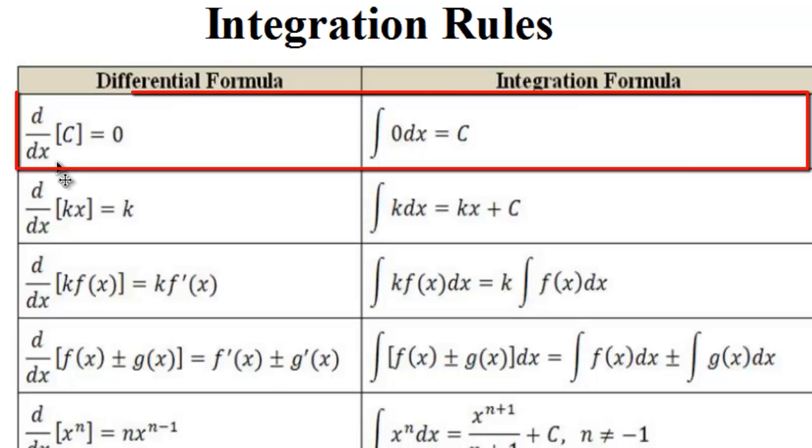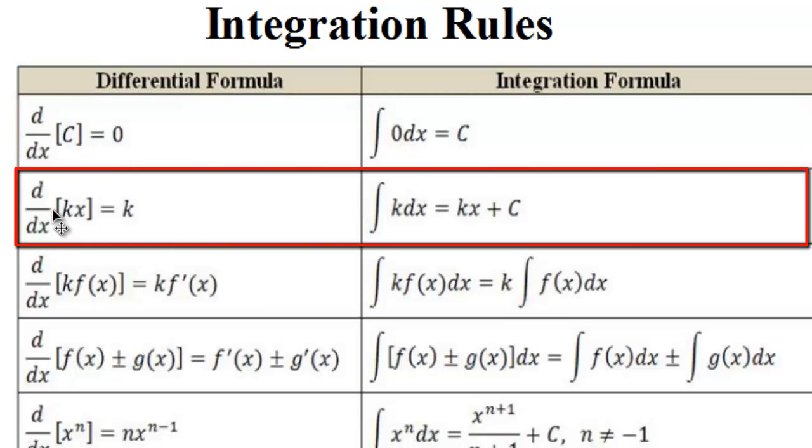So for example, let's look at the derivative of a constant. Well, the derivative of a constant is 0. Therefore, the antiderivative, or indefinite integral of 0 dx, is equal to c. So the derivative of a constant is 0. The integral of 0 is a constant. The derivative of a constant times x is equal to the constant. For example, the derivative of 3x is just 3. Well, then it follows that the antiderivative of a constant dx is equal to the constant times x plus c.